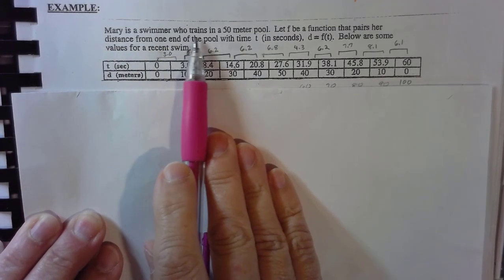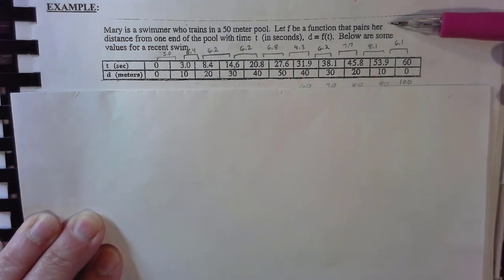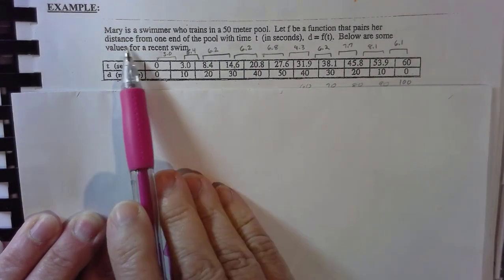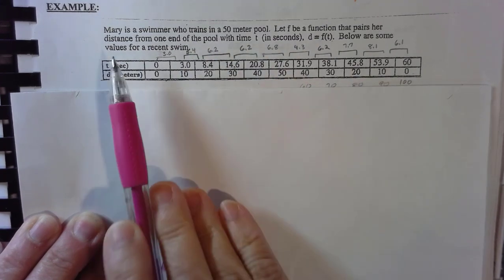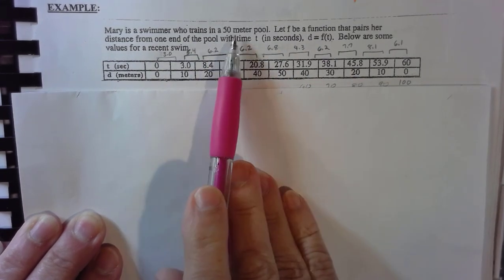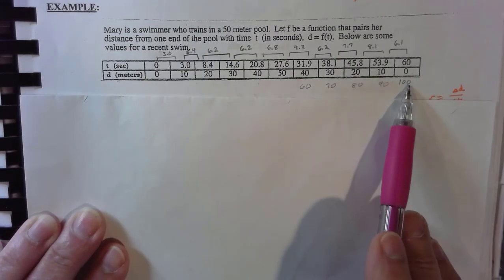Okay, our next example. Mary is a swimmer who trains in a 50-meter pool. Let f be a function that pairs her distance from one end of the pool with time t. Below are some values for a recent swim. So she's in a 50-meter pool, so when she goes there and back, she's actually traveled 100 meters.